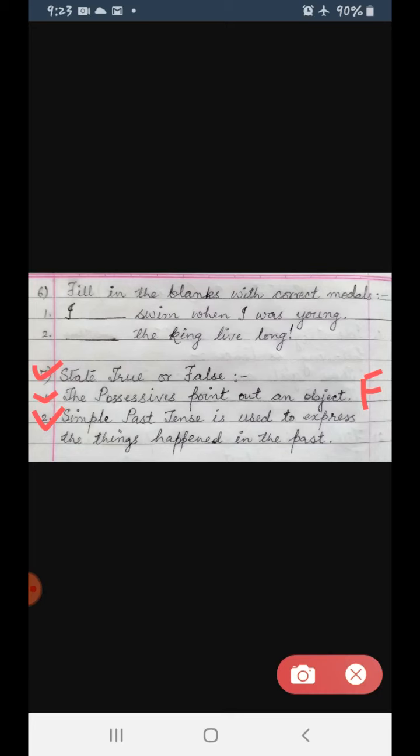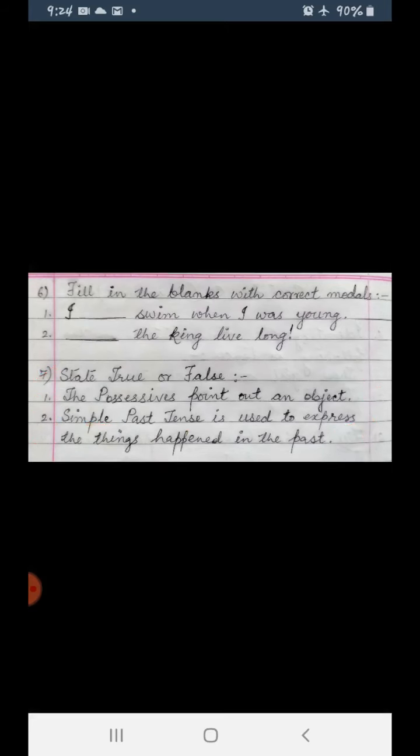Next, number 2. Simple past tense is used to express the things happened in the past. Okay, so if we talk about simple past tense, it shows the thing which has happened in the past. So is this statement true or false? It is completely true. Okay, so students, this is the pattern that I am going to set up in the question paper.